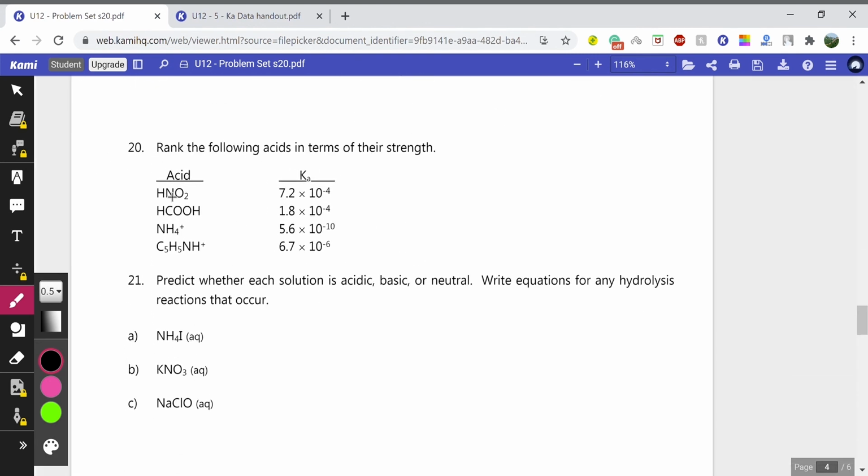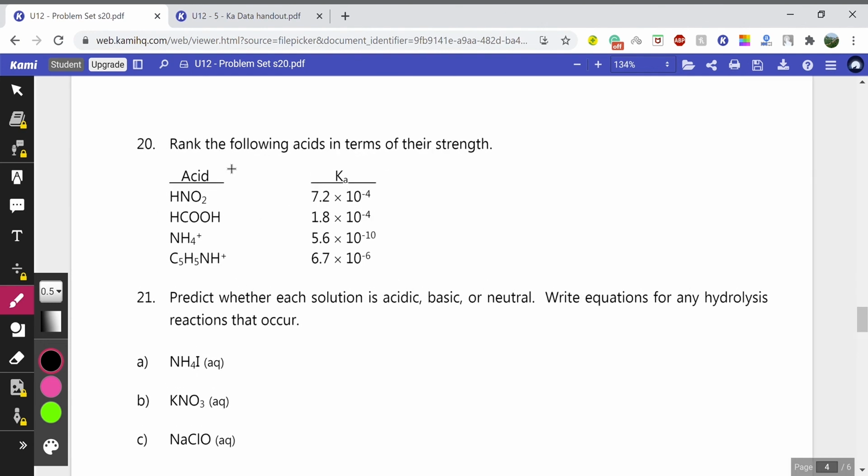Now we need to rank the following acids from strongest to weakest. Alright, so let's see what we can find here. NH4 plus is a base. So this is obviously going to have the, oh, perfect, the Ka, I didn't even realize that. So just organize them from strongest to weakest Ka, right? The lower the Ka, the weaker the acid. So our lowest is going to be NH4 plus.